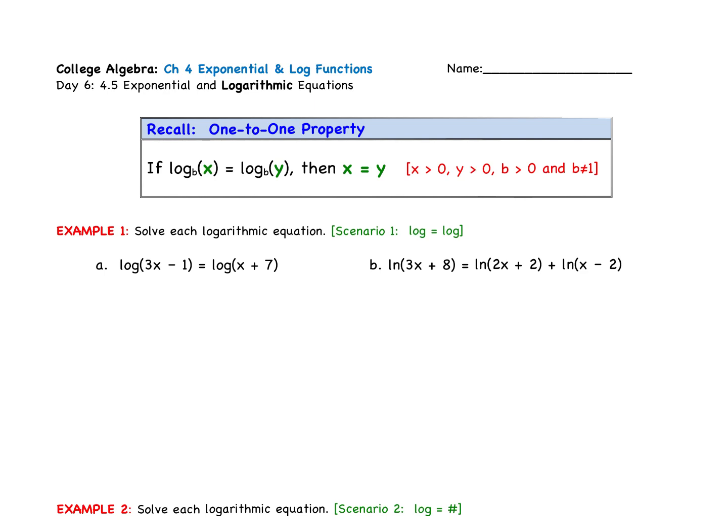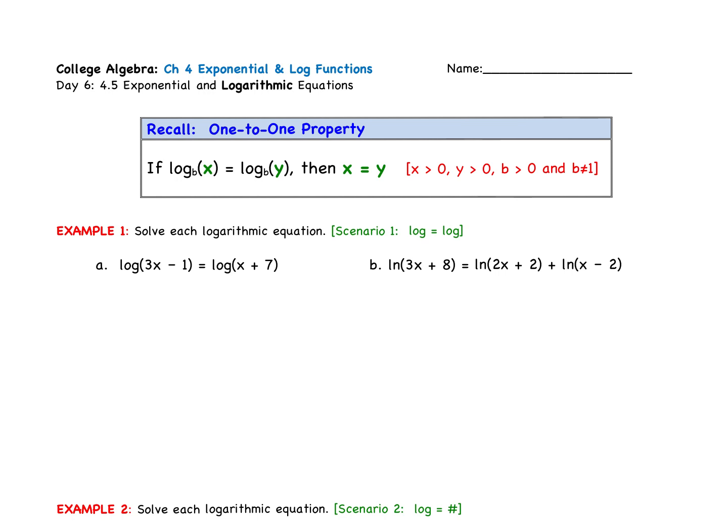Okay, so today's notes, day 6 notes, are going to cover logarithmic equations. Last notes we took had exponents in them, exponentials. Today's equations are all going to have logs. First thing that you need to know is what is called the one-to-one property.